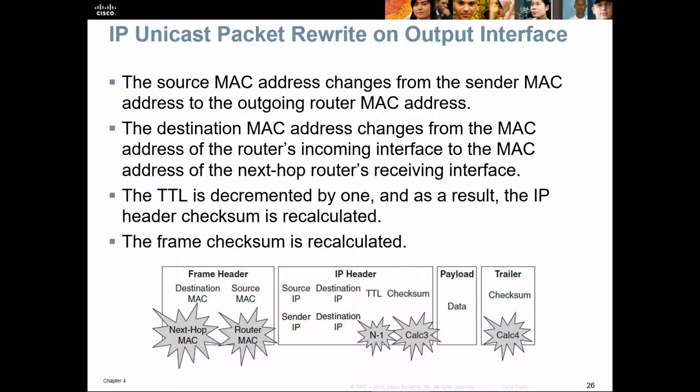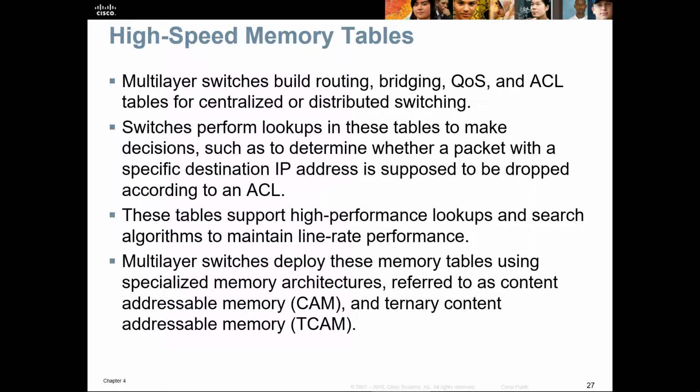The switch obtains the information needed for the frame rewrite process from the internal table, such as our CAM and TCAM tables. Some of these tables are cached in an ASIC or RAM. Multilayer switches build routing, bridging, QoS, as well as ACL tables for centralized and/or distributed switching. Switches perform lookups on these tables to make better decisions. Multilayer switches deploy these memory tables using specialized memory architectures, normally CAMs and ternary CAMs or TCAMs.